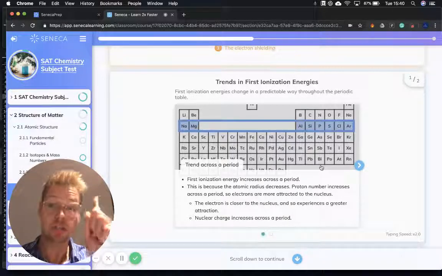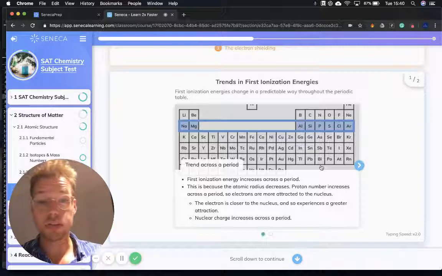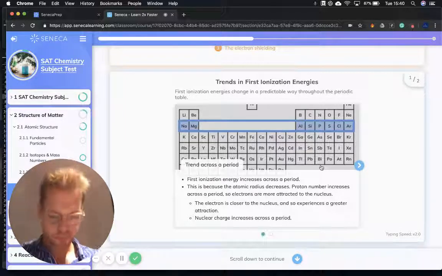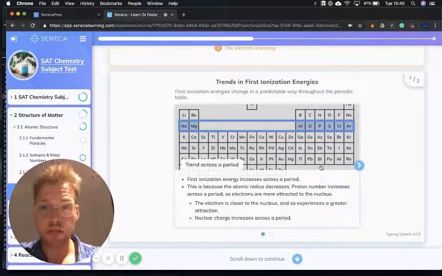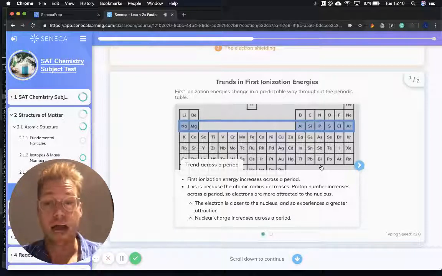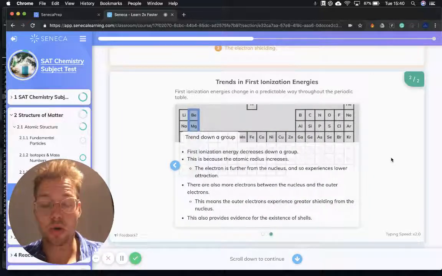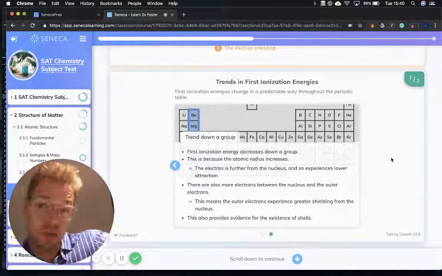Proton number increases as we go across a period though. This means electrons are more attracted to the nucleus because remember, protons are positive charge. So in summary, as the electron is closer to the nucleus, it experiences a greater attraction and nuclear charge increases across a period.